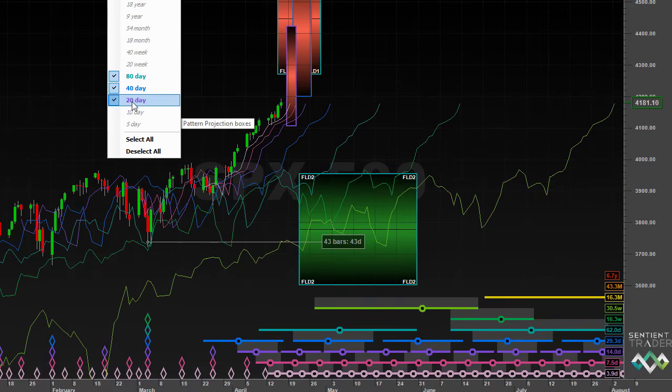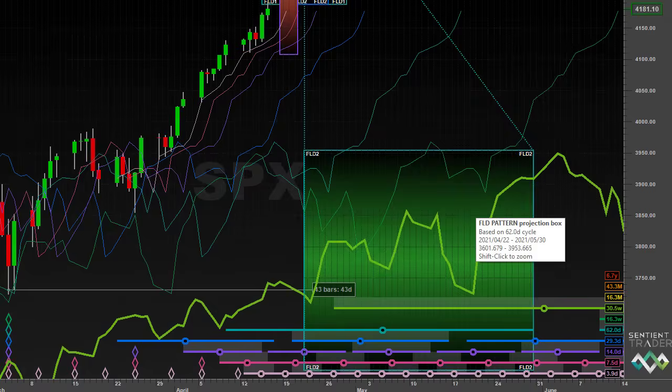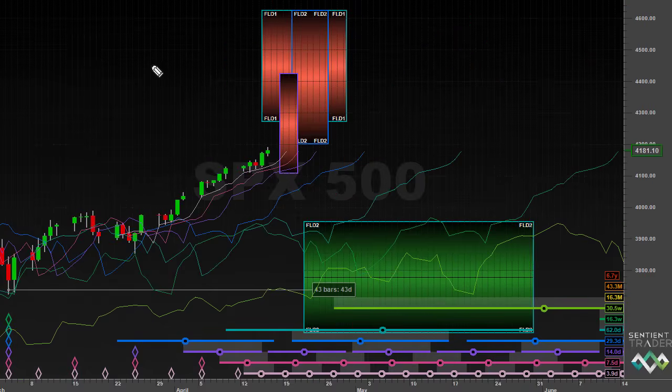If we take a look at some of the shorter cycles, and perhaps we should zoom in here, you can see how the different cycles tend to create these stacks of boxes on top of each other. These are the projections for each one of these different cycles according to the multiple FLDs that are present on the chart. And so you can see that our peak is projected round about there for the 20-day cycle, round about there for the 40-day cycle, and that 80-day cycle is a little bit hidden, but it's round about there as well.